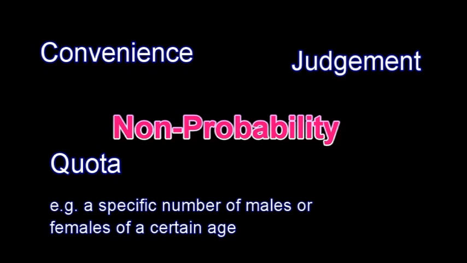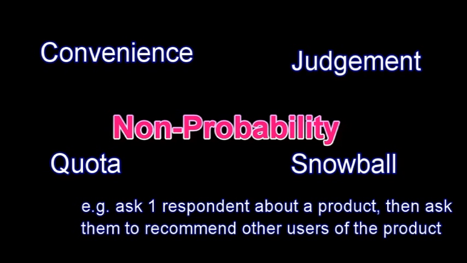Snowball is where you would ask one respondent a view on a particular product, for example the new iPhone, and you would then ask them, do you know anybody else who's purchased a new iPhone? And after you'd interviewed those people, you would then ask them, do they know and could they recommend anybody else? And so the snowball would continue. These are the various types of non-probability sampling.